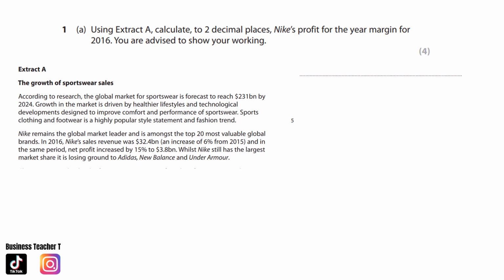Using extract A, calculate to 2 decimal places Nike's profit for the year margin for 2016. You're advised to show your working. Extract A, the growth of sportswear sales.